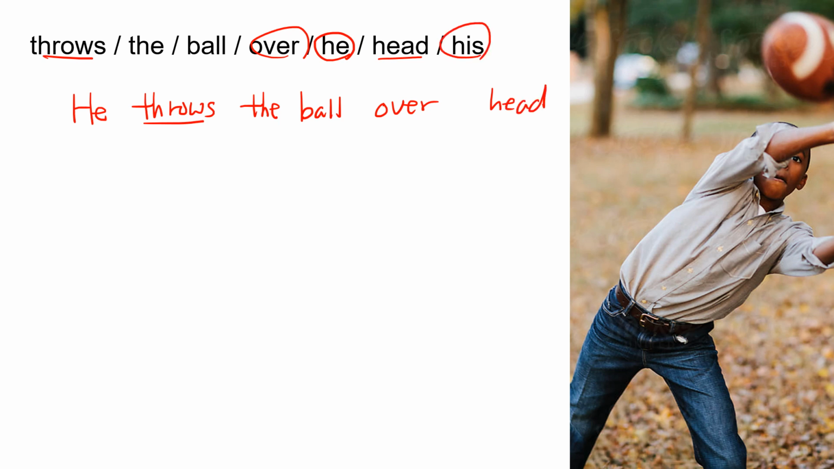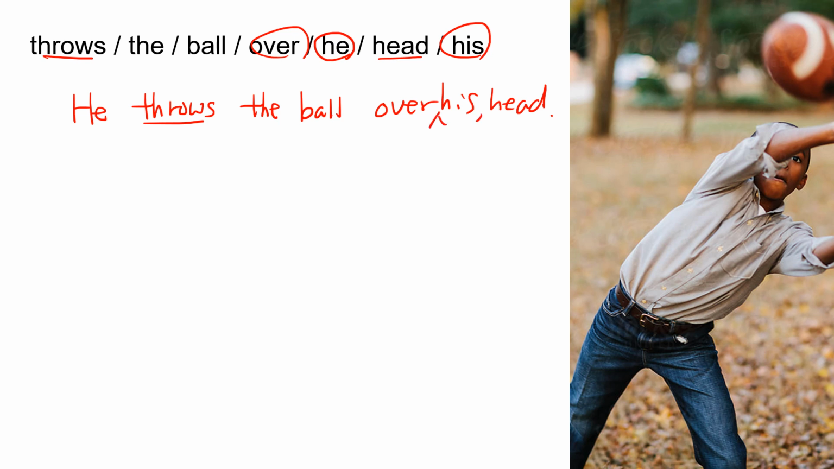Here we have the subjective case, which is he. And then the verb is throws. He throws. After the verb, it is transitive, so you need an object. He throws over hat. You cannot throw the hat. So he throws the ball, and then over his head. We use the possessive case, over his head. He throws the ball over his head.